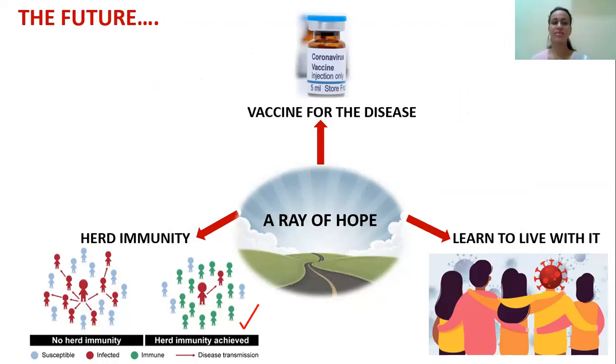Another possibility is that of herd immunity, where we can expect a large proportion of the population to become immune or resistant to this particular disease. And last but not the least, we can learn to live with it. What do I mean by learn to live with it? It can just become a part and parcel of our normal lives, just as we have accepted malaria, dengue, influenza as a normal part of our lives, COVID may also become just a normal part of our lives.